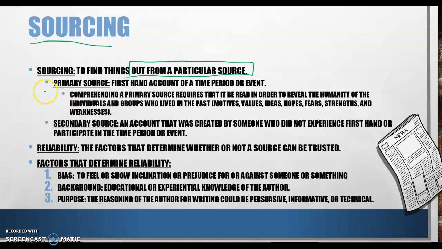We have two types of sources that we study in global history: a primary source, which is a first-hand account, and a secondary source, which was created by someone who did not experience it firsthand, but is reporting on that account later on. All right? Reliability directly ties into what type of source it is, right? Primary source is going to be more reliable than a secondary source.